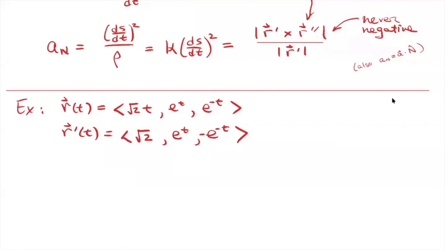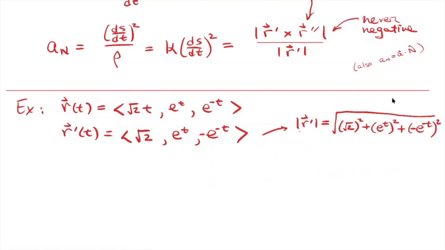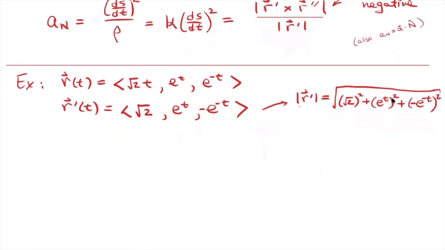Maybe we should do the magnitude of r prime. I like to do that over here. So the magnitude of r prime is going to be a mess. We're going to have the square root of 2 squared plus e to the t squared plus negative e to the negative t squared. As you work this out, you're looking for a perfect square. So here, square root of 2 plus e to the 2t plus e to the negative 2t.